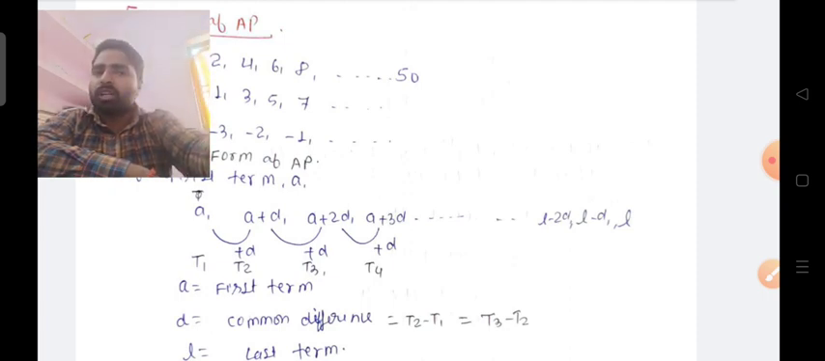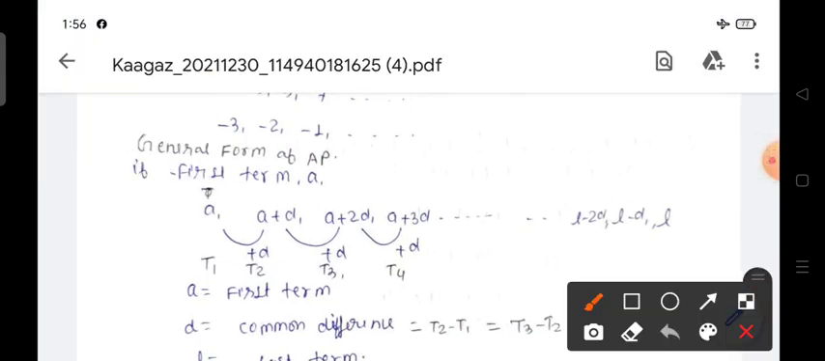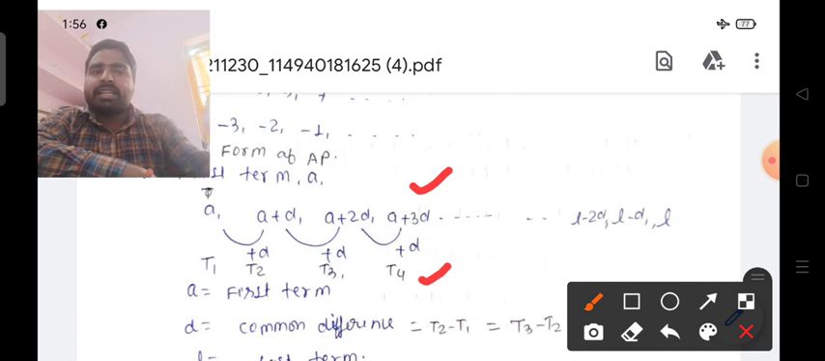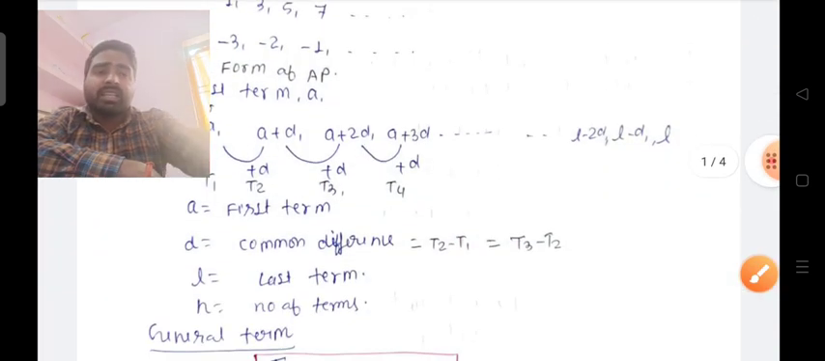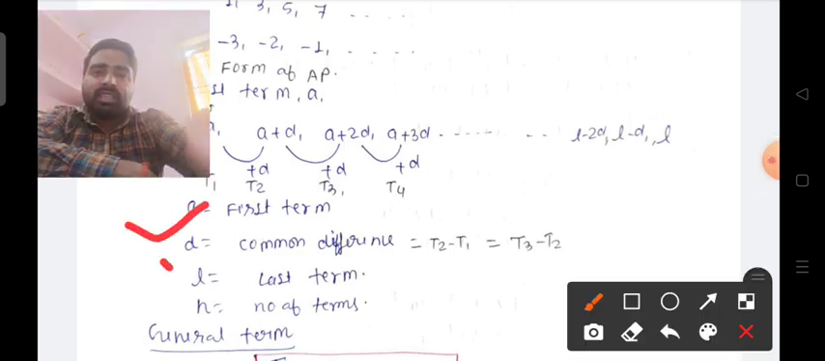T4 means the fourth term. Here, if it is the fourth term, then it is A plus 3D. Then we are able to find the general term of the AP. We can say A is the first term, D is the common difference, L is the last term and N is the number of terms.